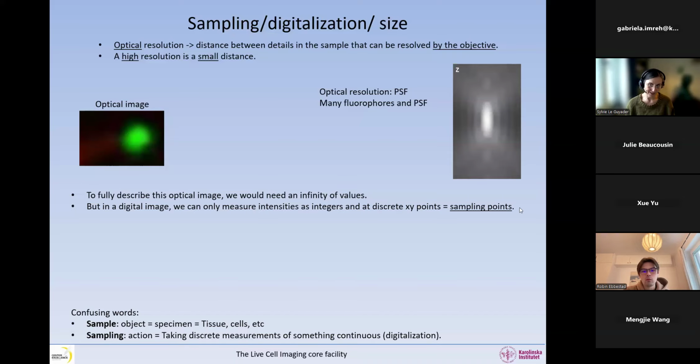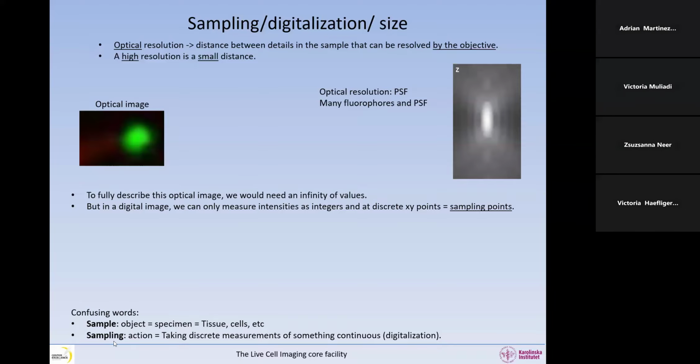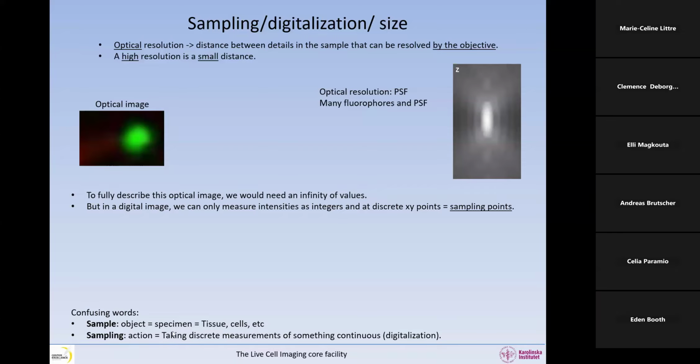It's very confusing, I'm sorry about this, but we have sample and sampling, and these are completely different. The sample is the object. It's the specimen, the thing that we put on the stage. It can be our tissue, our cells, and these are called samples. But we also have sampling, and this is an action. Sampling means taking discrete measurements of something that is continuous. It's also called digitalization because we are putting digits, measurements, numbers, basically, on something that is continuous. So we go, here I'm measuring, here I'm measuring, here I'm measuring. Okay, so this is sampling.